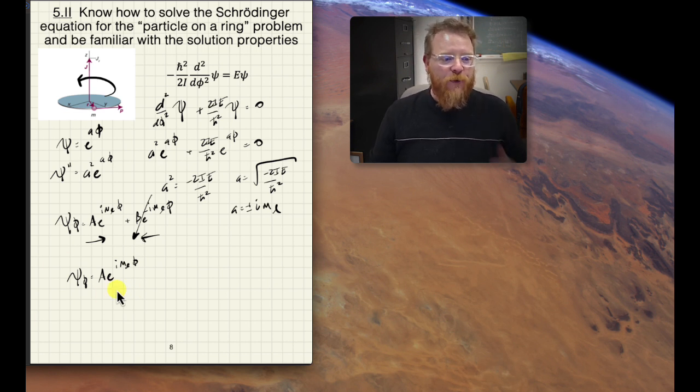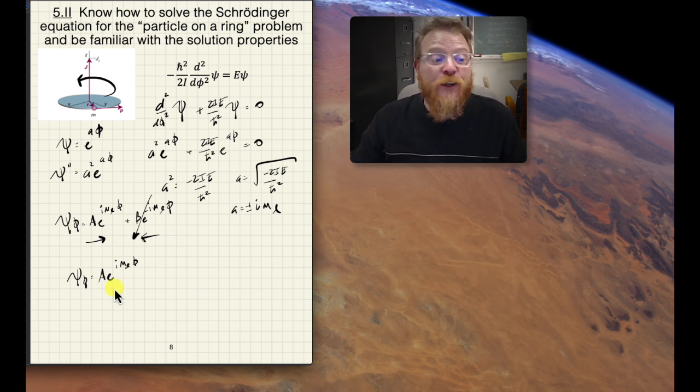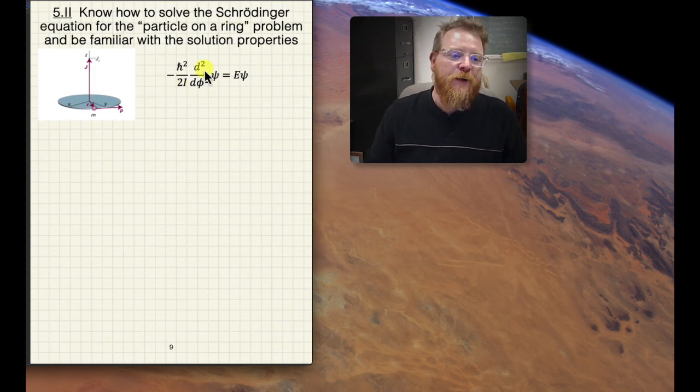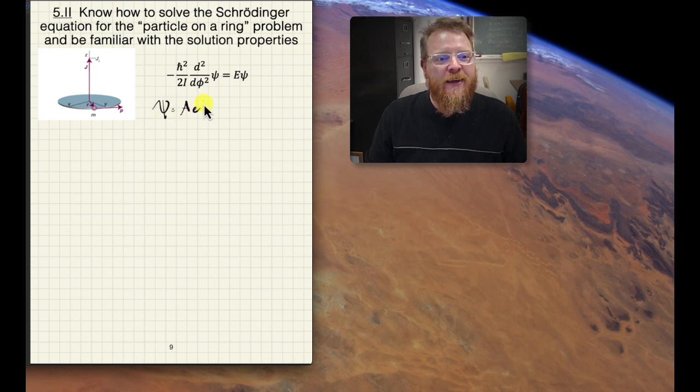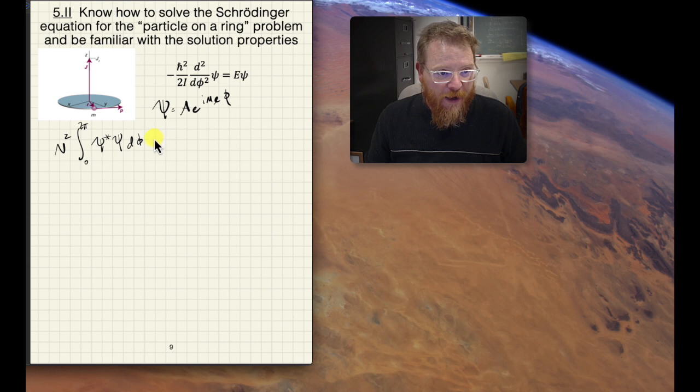So we have our general equation right there, our general solution, and now we're ready to normalize it. And I'm just going to keep it going. Let's normalize this. So we came up with the following. We said psi equals A e to the i ml phi. So now putting in our normalization condition, which says we'll have some normalization constant, N squared, times psi star psi, and only dependent on d phi, which goes from 0 to 2 pi, and all of that equals 1.